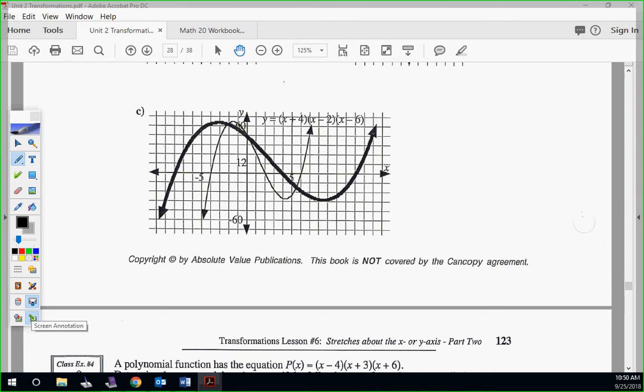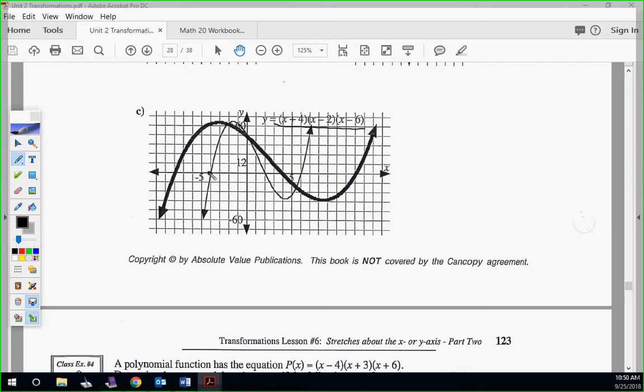Okay, so they give us a function: x plus 4, x minus 2, x minus 6. Now, look at this right now. It's a very good picture of what happened. What's changing? Horizontal, right? My x-intercepts are changing. You can see it right there. Okay, so now what's it changing by?